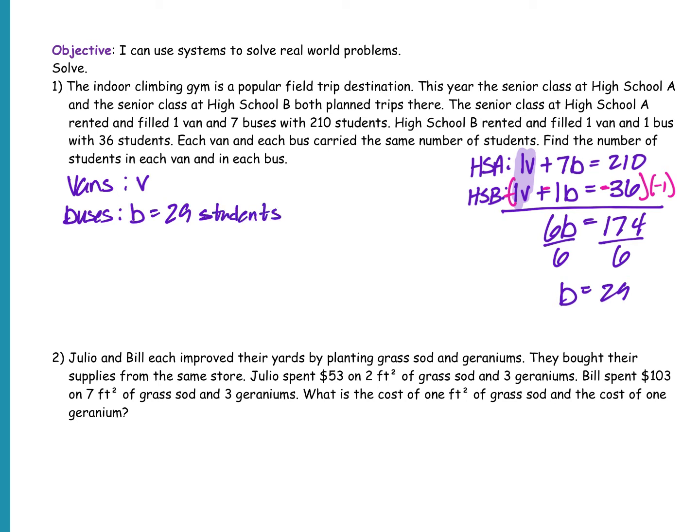Okay? Now I pick an equation and substitute it in. Probably going to do the bottom one. So my 1 van plus my 29 students equals 36. So 1V equals 7. So in a van, I have how many students? Wait, how'd you get 36? It's up there. Because it's in my equation. It's right here in my equation.